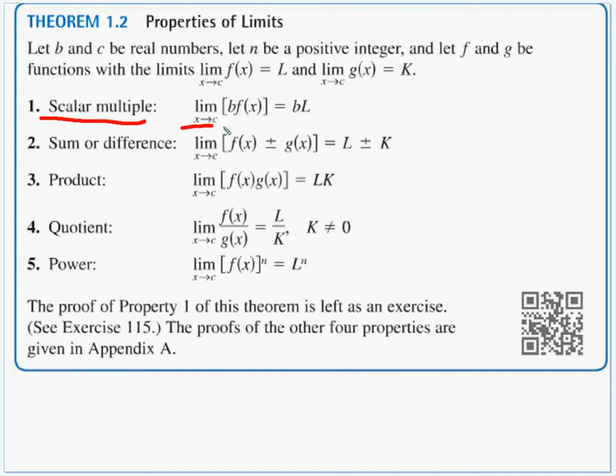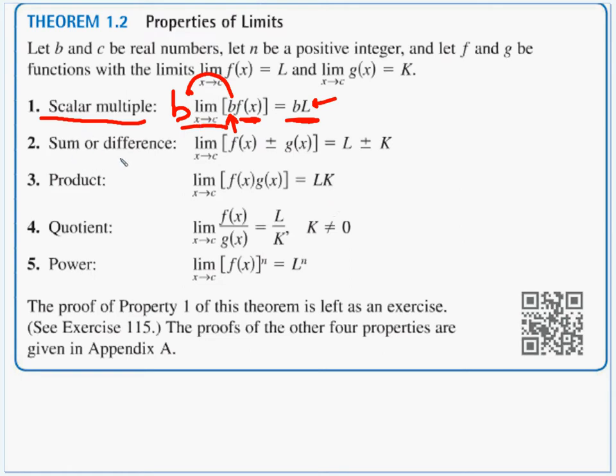So we've got the limit of this number b times f of x. Well, you can sort of mentally drag the b out in front of the limit sign. So we've got the limit of f of x, and we know that limit is equal to that number L. And then we just multiply that number times b, whatever that number is. So we pull out the scalar, we find the limit, and then we multiply the scalar back in.